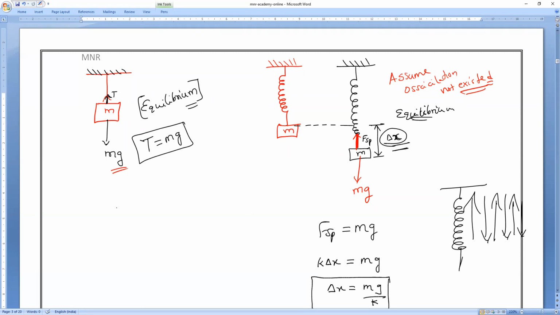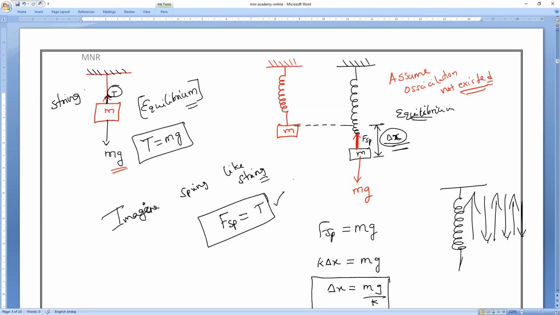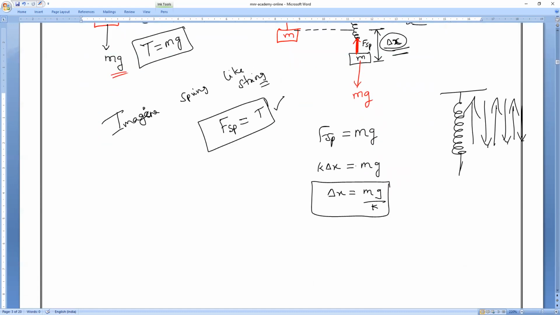So you have to imagine this to solve all spring problems. Imagine that the spring is considered like a string. If it is a spring, we call it spring force, FSP. If it is a string, we consider it as tension. Nothing else is there. So everything is the same. This is how to find delta X.